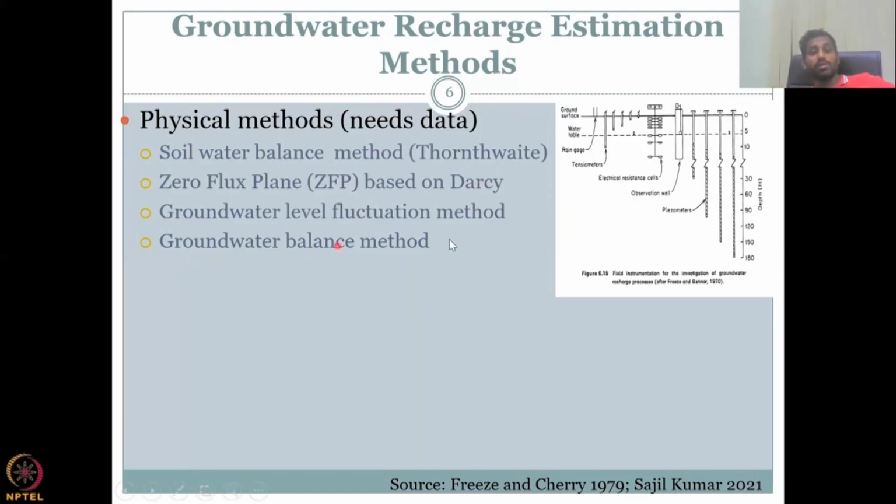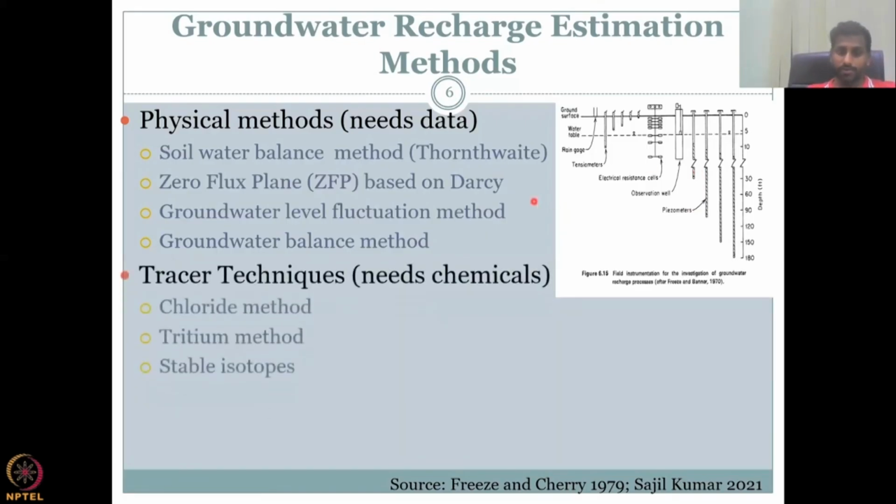So there is a groundwater level fluctuation method, which is one of the most important methods used worldwide, including USGS, including CGWB. People always use this groundwater level fluctuation method, for which there is a need for groundwater data from these wells. And then you have the groundwater balance method, which is another soil water balance type of water balance, but only kept for the groundwater. We've already seen these water balance equations in the previous class. All of these need extensive data. That is the driving point.